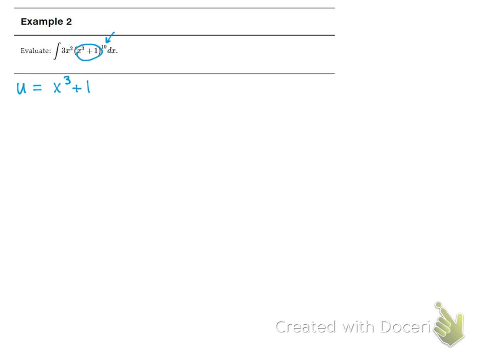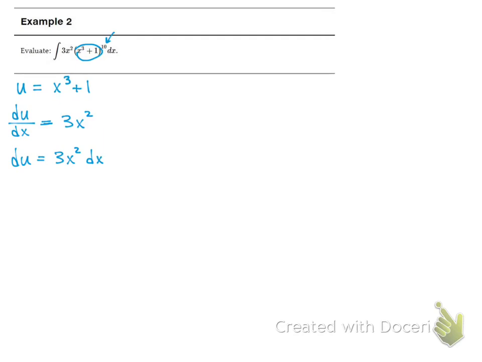Now I need to find du, or maybe dx, so that I can replace dx with something in terms of du. So let's take the derivative on both sides of this equation for u. So that will give me du over dx equals the derivative of the right-hand side, which would just be 3x squared. Now let's multiply both sides by dx, and we'll have du equals 3x squared times dx.